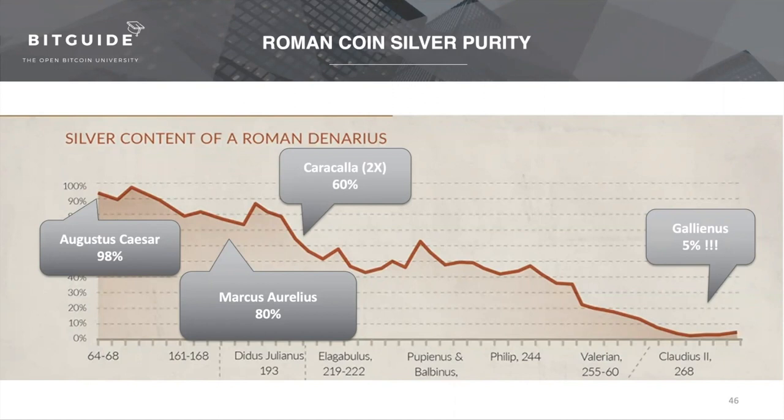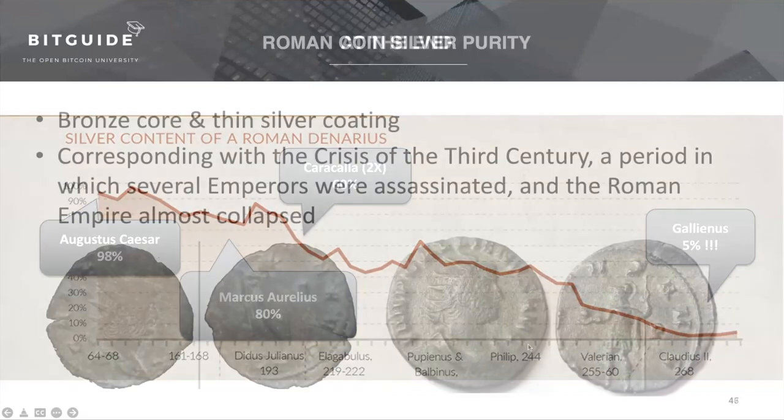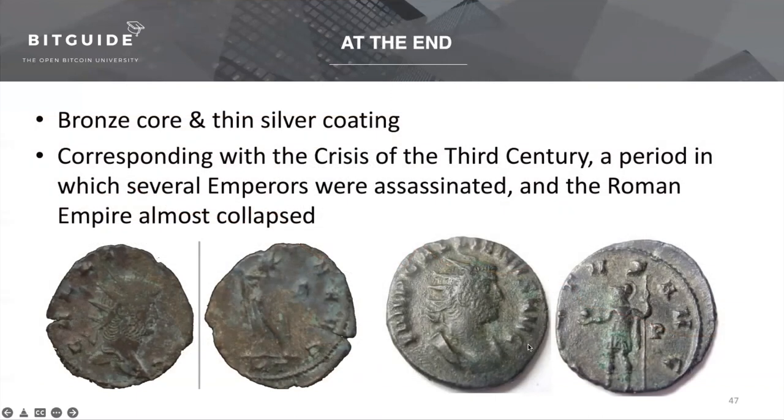And you can continue this trend all the way. A lot of things happened, but the constant factor was the debasement of money. And by Gallienus's time in the later 3rd century, the coin was only 5% pure. Towards the end of this period, the coin had effectively become worthless. It had a bronze core and a thin silver coating around it.